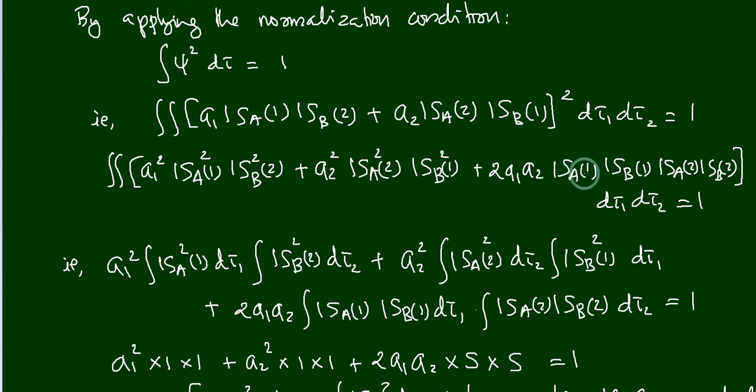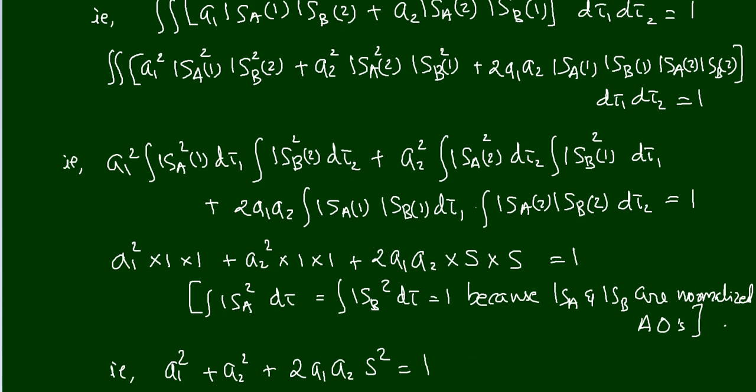The electron 1 terms will be changed together, and the electron 2 terms will be changed together, into d tau 1 d tau 2 is equal to 1. That is a1 square into integral 1s a1 square d tau 1 into integral 1s b2 square d tau 2.